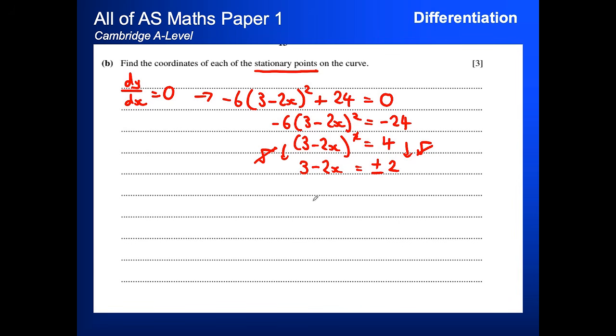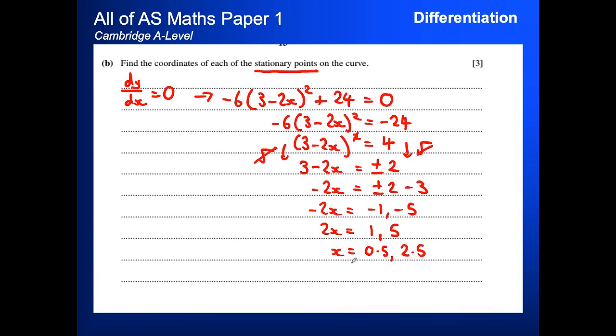So I'm going to minus 3 from both sides. So I get plus minus 2 minus 3. That means then that minus 2x is equal to either minus 1 or minus 5. Therefore, we can times through by minus 1, giving us 2x is equal to 1 or 5. And therefore, x is going to be equal to 0.5 or 2.5.